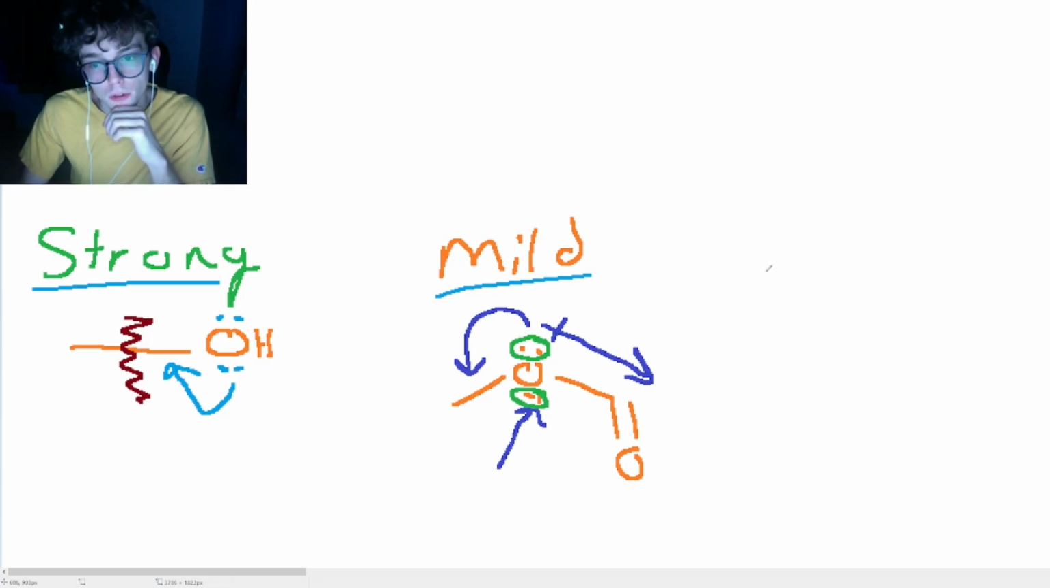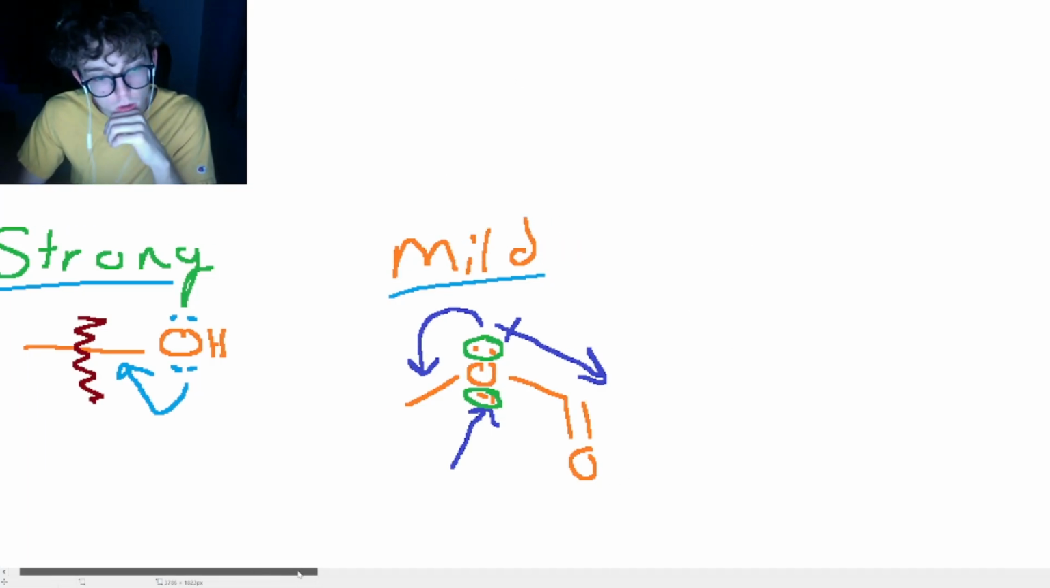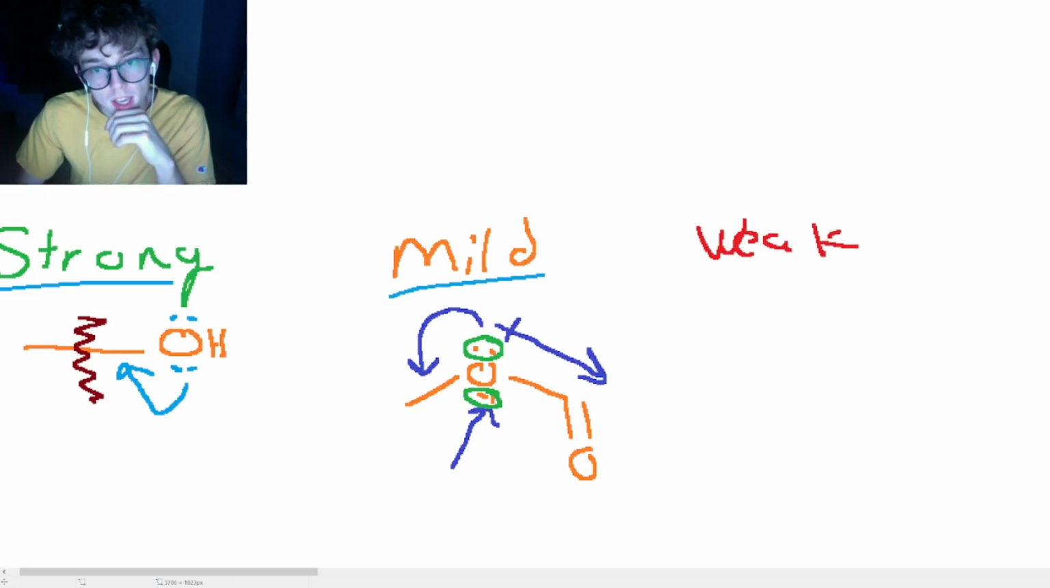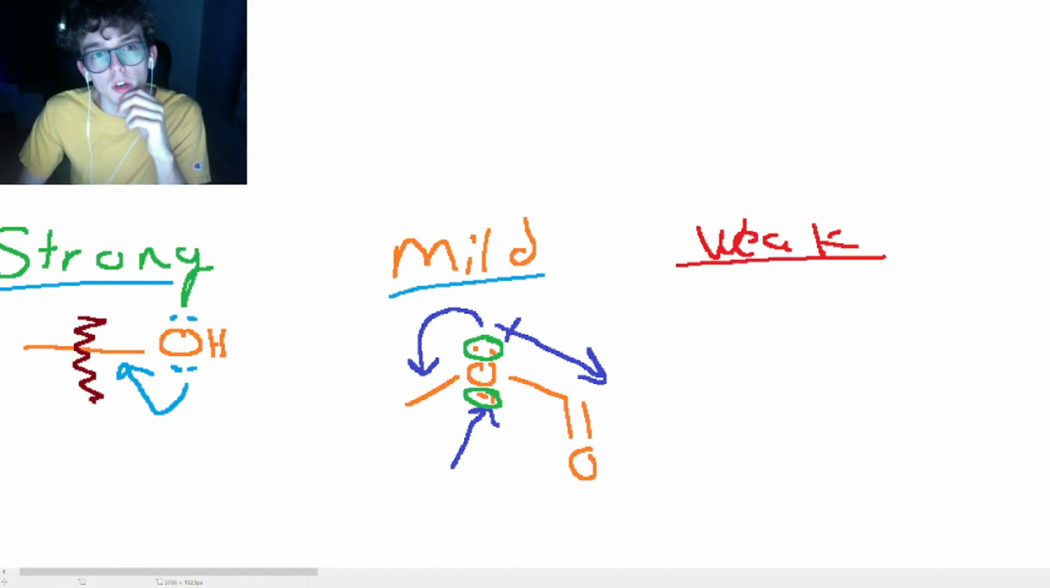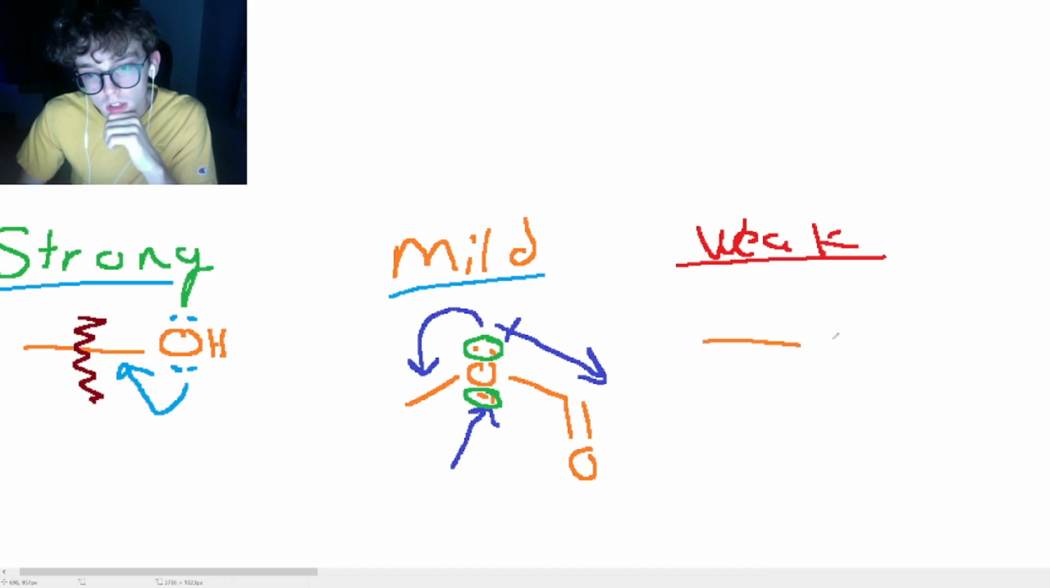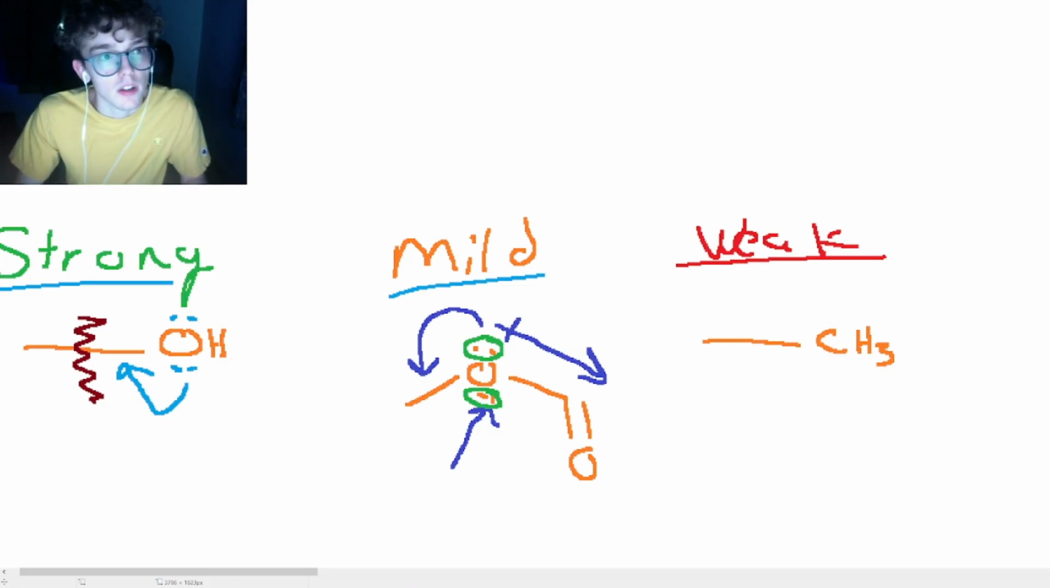Now, for what we've all been waiting for, we're going to do weak. A weak activator is one that donates electron density through hyperconjugation. And we saw these with, for example, alkyl groups. So if I was to add a methyl group here, we know that through hyperconjugation, if I were to just draw this out here, there's a good video on YouTube that explains hyperconjugation. It's kind of hard to see without a visual, right?